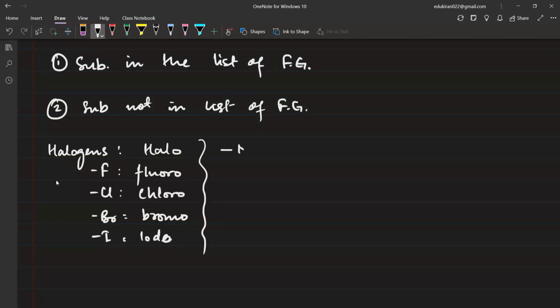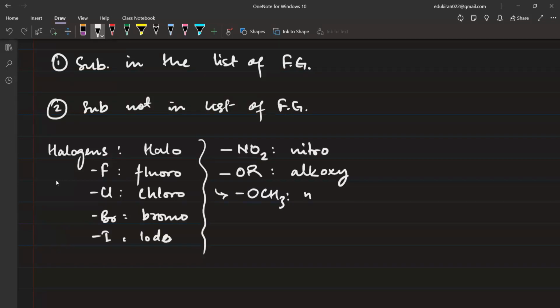Then you have some others, for example, NO2, which is nitro. And then you have OR, which is alkoxy. What is the meaning of alkoxy? Write an example here. For OR, you can have OCH3, where R is any alkyl group. CH3 means meth, so methoxy. For example, if you have OCH2CH3, this will be ethoxy. Eth is for the 2 carbons, and oxy.